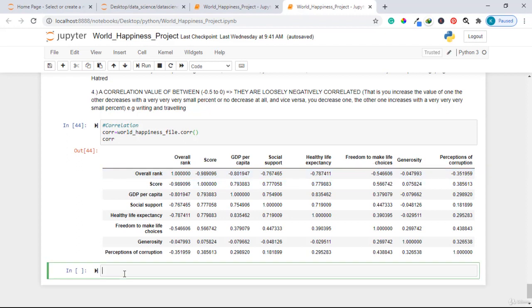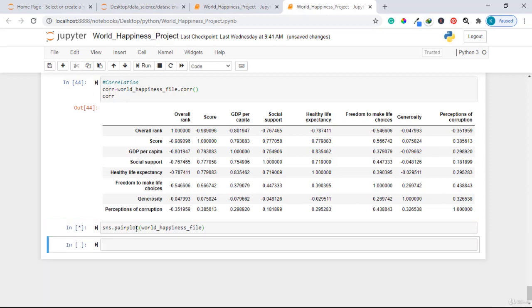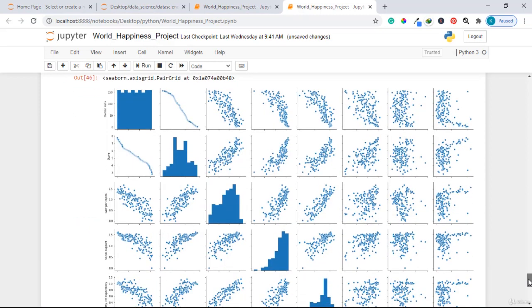You can go even further if you want to see this in a graph, to make sure that the data being displayed is good, or rather in line with what you expect. You just use the sns alias, which we imported earlier for the Seaborn library, and say pairplot, and then pass our data here, which is world_happiness_file. As simple as that. And if I run this code, boom, there we have it.